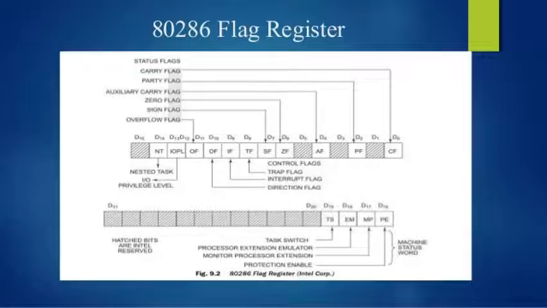Next, about the machine status word. The machine status word consists of 4 flags such as PE, MP, EM and TS of the 4 lower order bits D16 to D19 of the upper word of the flag register. The LMSW and SMSW instructions are available in the instruction set of 80286 and these instructions are used to read and write the MSW in the real addressing mode.